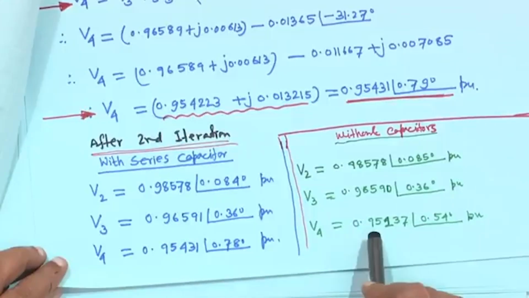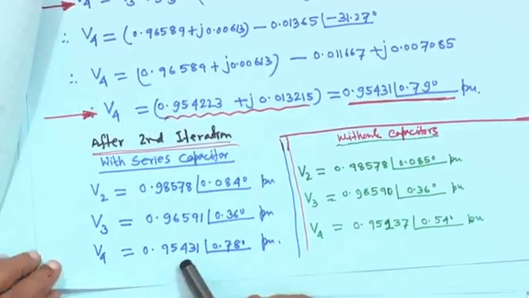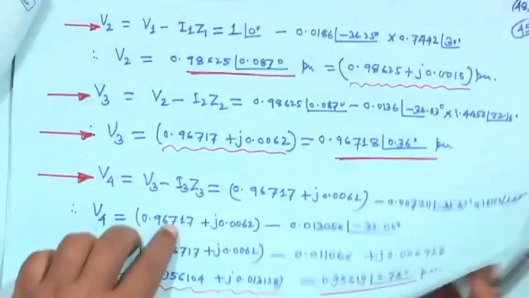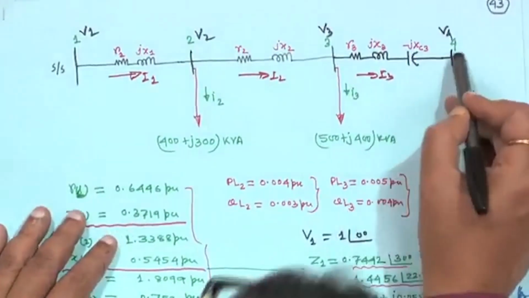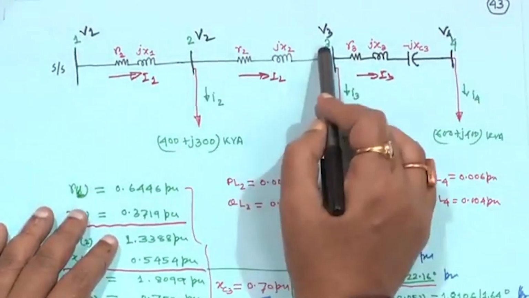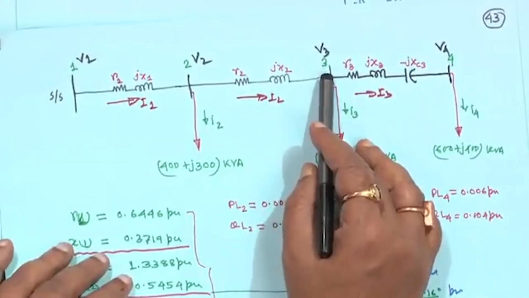And if you look at this one, 0.95137, but this is 0.95431, so here it is improved. Here it is 137, here it is 431, the voltage has improved, because I told you at the beginning that series capacitors you have connected here. So, voltage will be improved here, but here and here it will remain unaffected, right. There will be no change in voltage, almost it will remain the same.